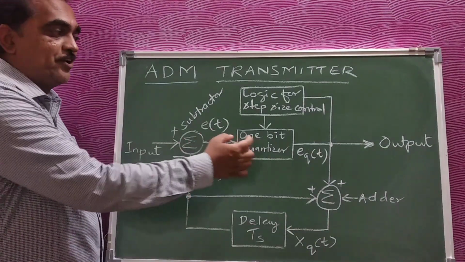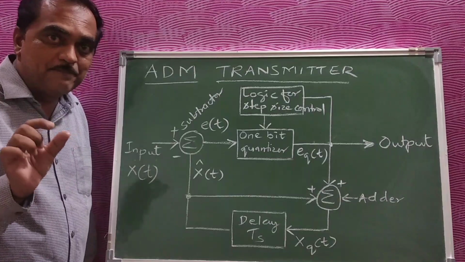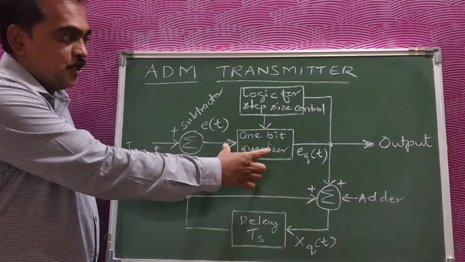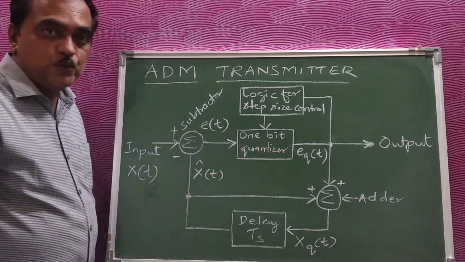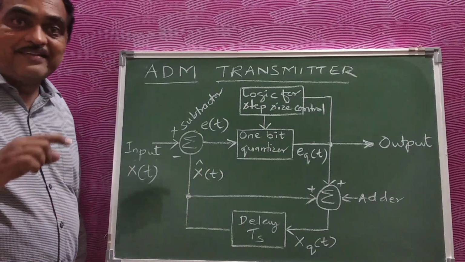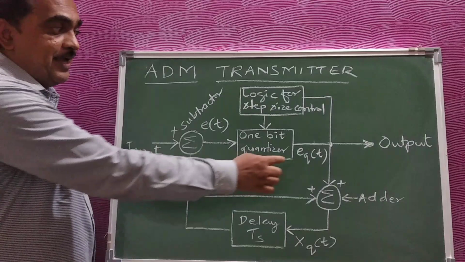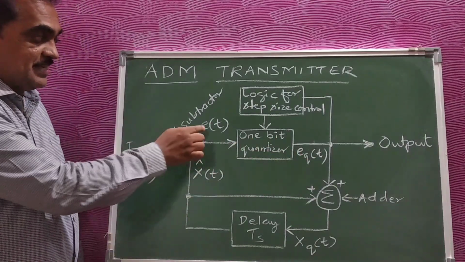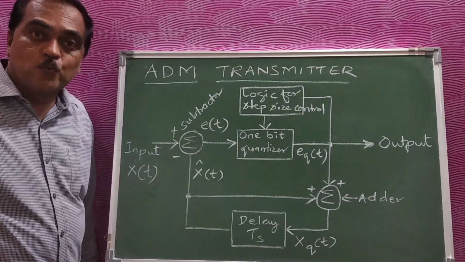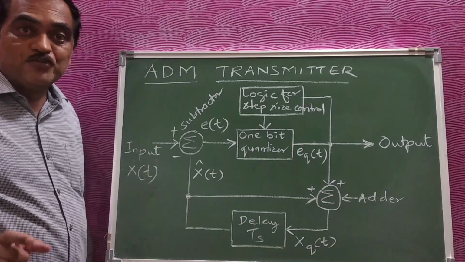That error will be 1-bit quantized because you are working for only one sampling time period and you are going to generate only 1 bit. So first it is quantized. The quantized value is called eq(t). After quantization, it will be encoded, and that encoding will give you an output of binary data. If the error is positive, then the output encoded value will be logic 1. If the error is negative, then the output encoded value will be logic 0.